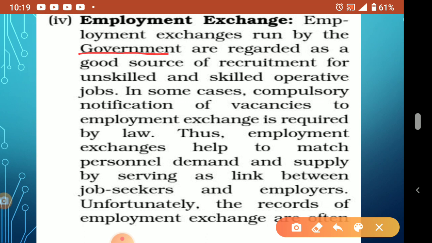In some cases compulsory notification of vacancies to employment exchange is required by law. Sometimes, employment exchange has to notify the vacancies compulsorily. Thus, employment exchange helps to match personnel demand and supply by serving as a link between job seekers and employers. Okay, so I told you, here employer is the college, job seekers are the applicants. So these employment exchanges are standing in between the job seekers and the employers. Okay, they are supplying candidates to the employer.